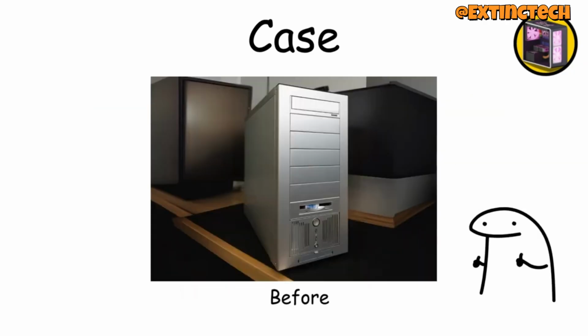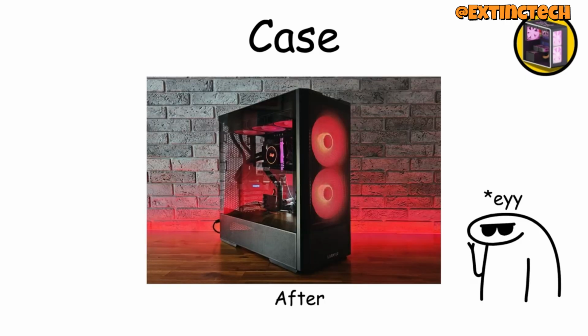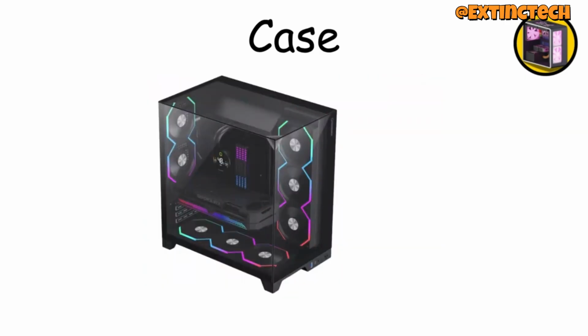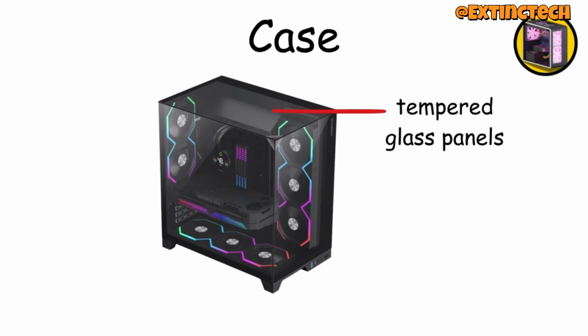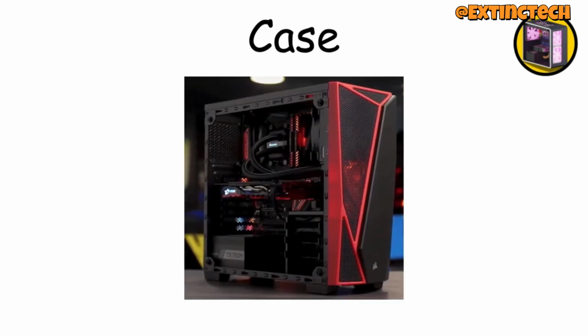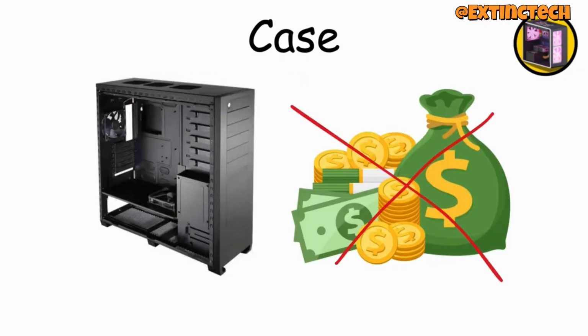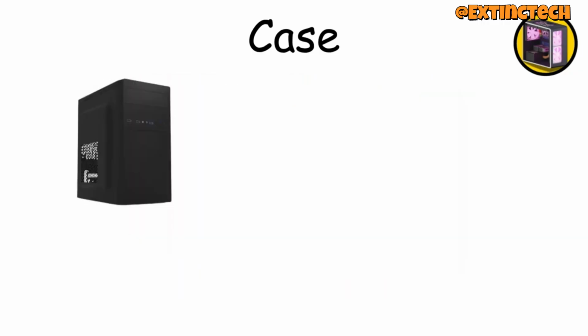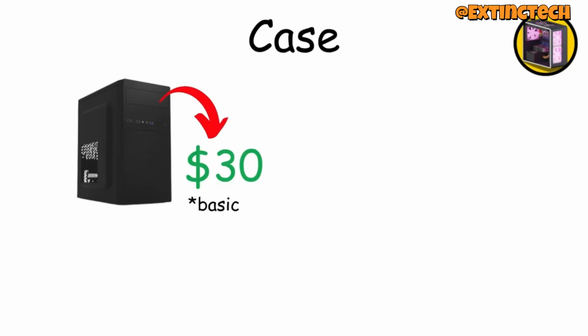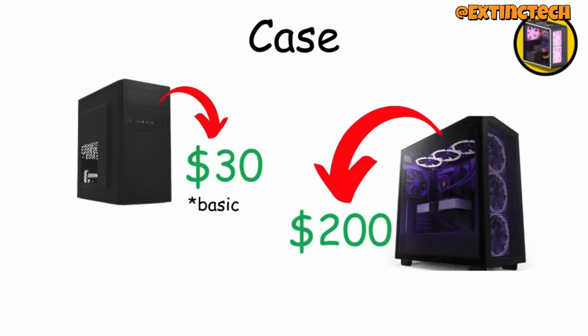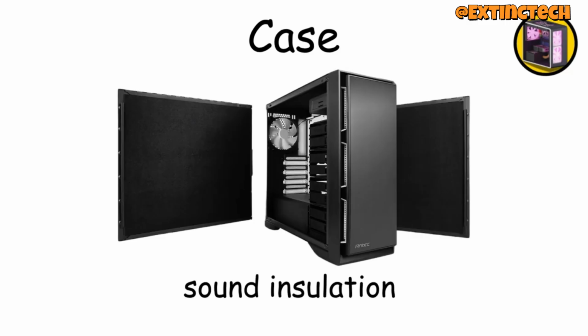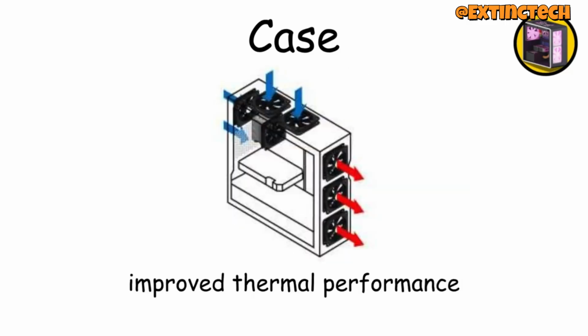Early computers used basic metal enclosures, but today's models are far more advanced, as many now feature tempered glass panels and internal layouts designed for clean cable management and efficient cooling. While cases aren't typically the most expensive component, their prices can range from $30 for basic models to over $200 for premium cases with sound insulation and improved thermal performance.